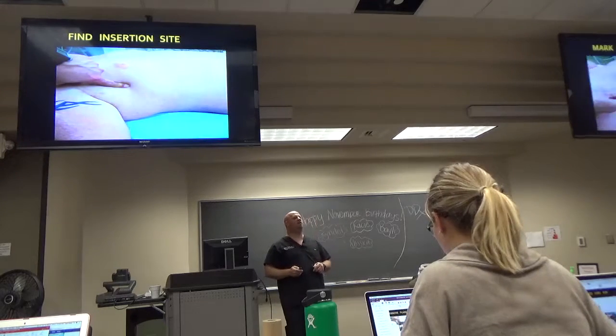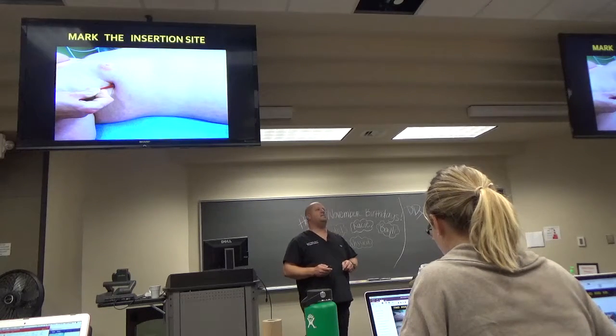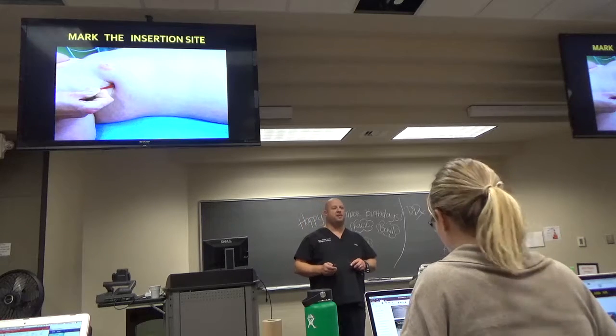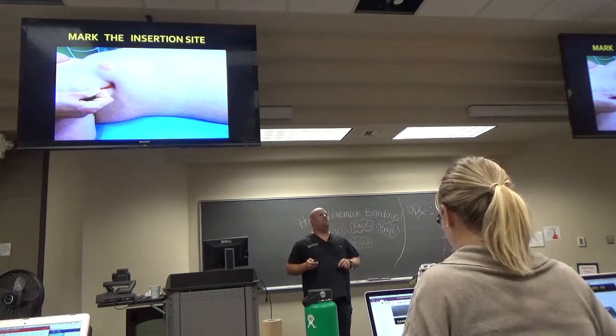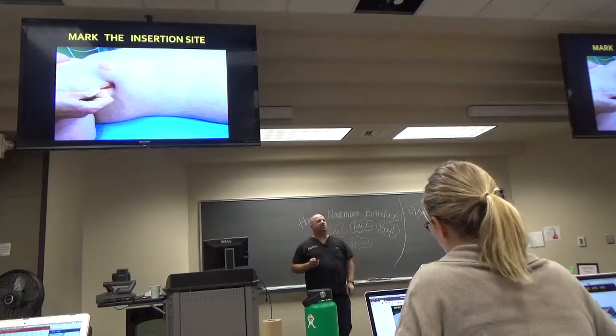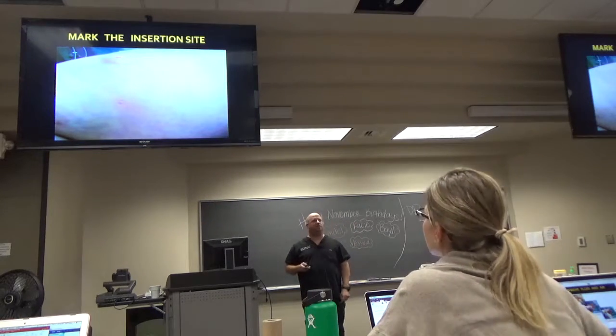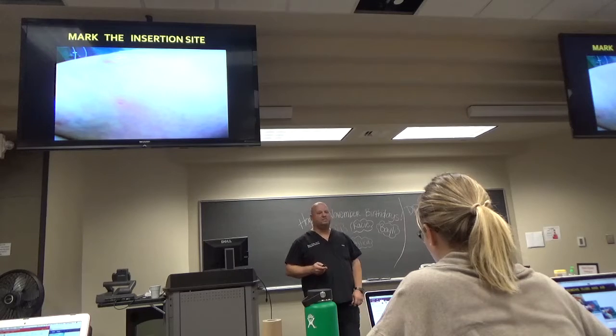Choose your site. Here's my finger, palpating. Okay, that's the anterior axillary line, fourth to fifth intercostal space, about the level of the nipple in the male. Okay? So I poke in with a little needle, a little blunt. And you see, as I let out, you can see that little circle area? See the mark? Now I know where my spot is, okay?